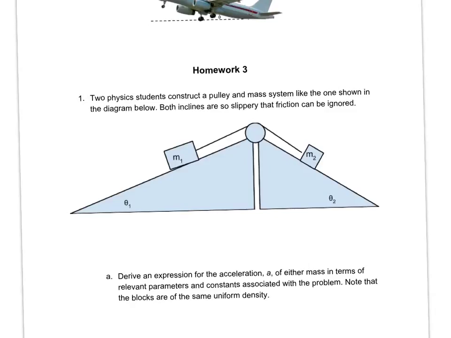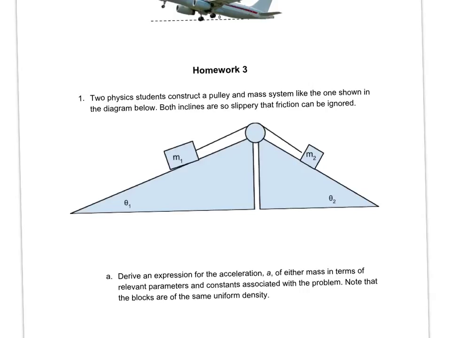In this video, I'm going to show you how to solve a two-body problem on an inclined plane. So here's a fairly typical incline on the left side with an angle defined θ1 and a mass m1 on it. And then to make the problem interesting, there's a second incline on the right, θ2, mass m2.